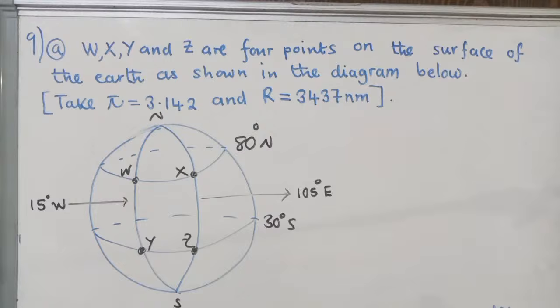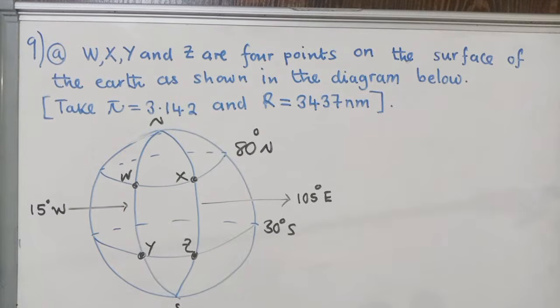All right, so without wasting much of our time, we'll jump into the question. So the question here reads, this is question 9A. W, X, Y, and Z are 4 points on the surface of the Earth, as shown in the diagram below. Take pi as 3.142 and radius as 3,437 nautical miles.